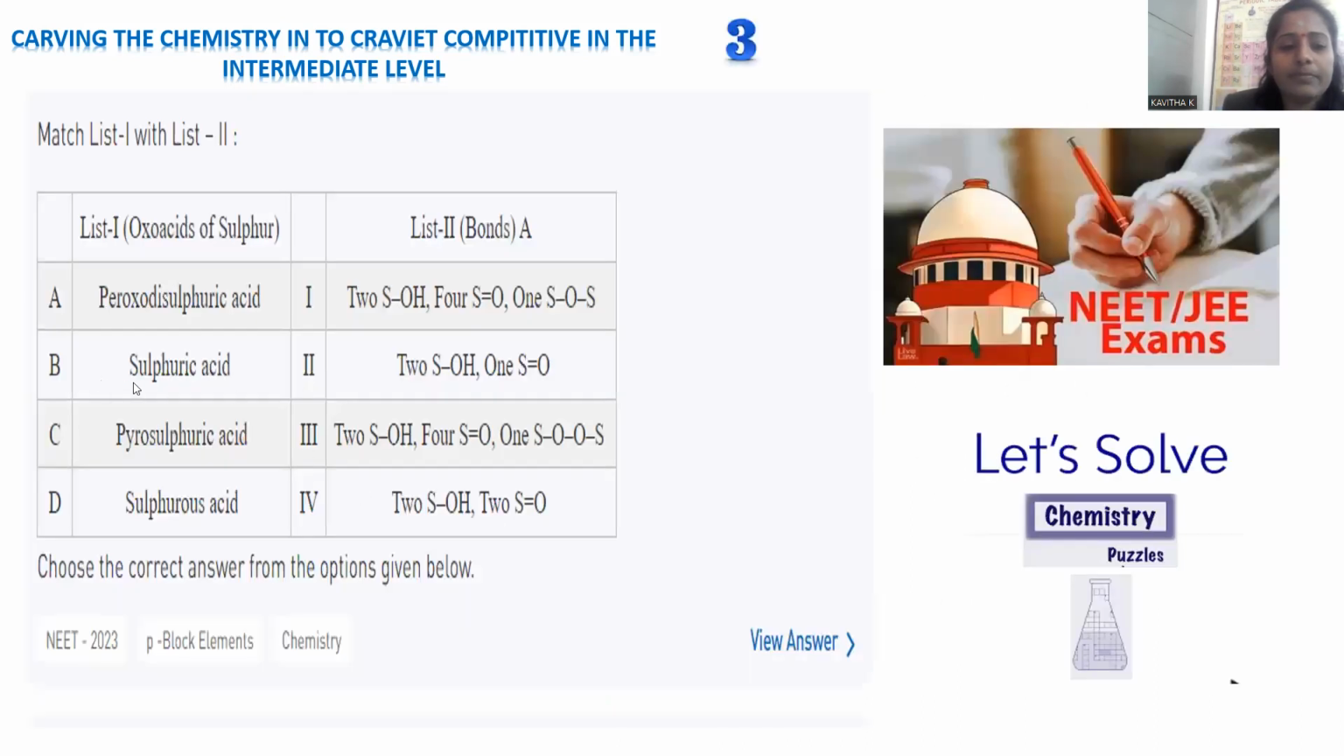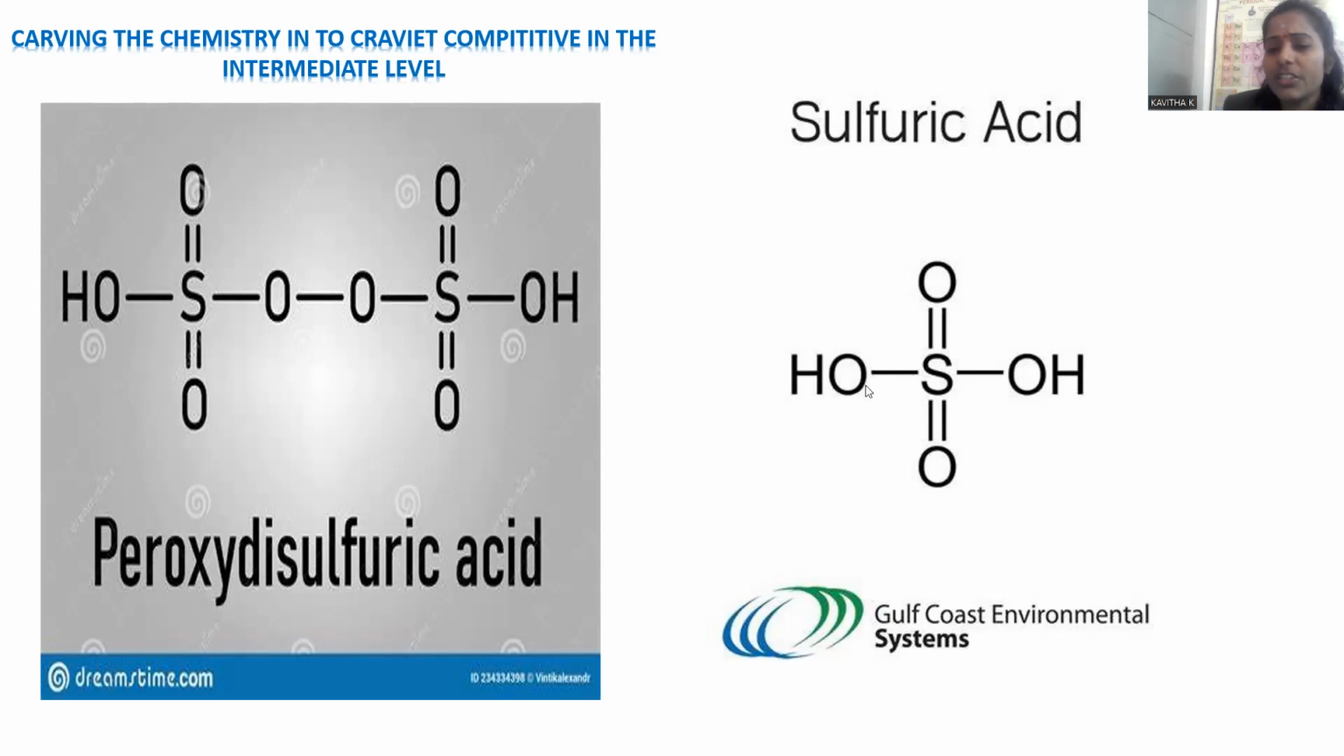If you see the B, sulfuric acid, H2SO4, is called the king of the acids, where you can find the geometry in this manner.